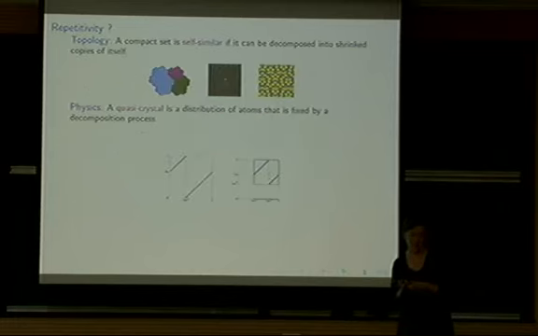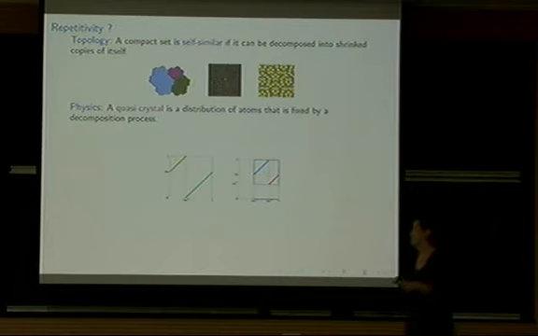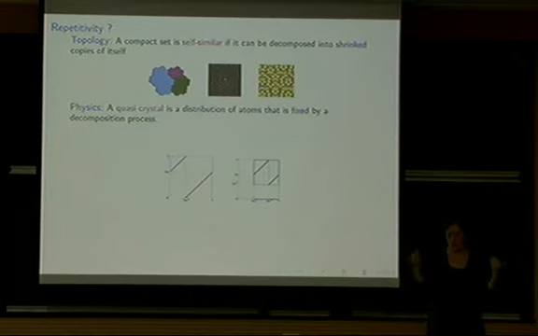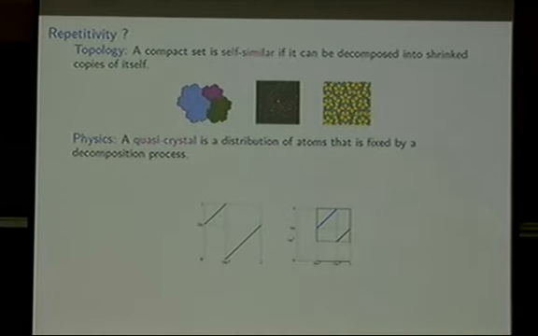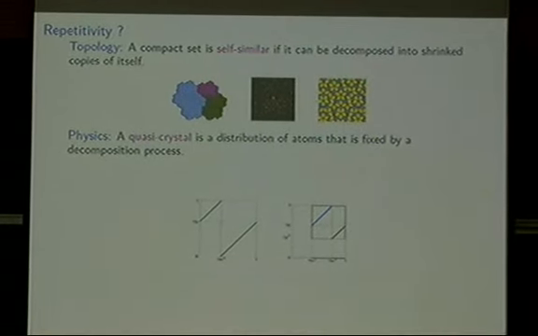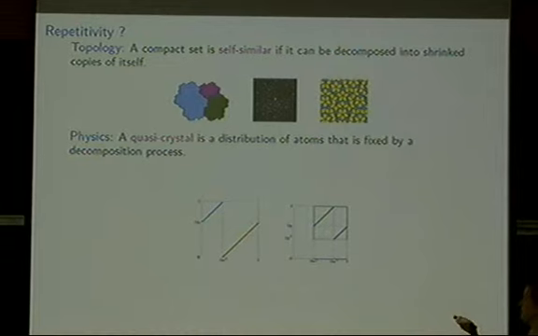And I would like to start with some philosophy, in some sense, which is: what is repetitivity? If you look at many mathematical objects which are somehow dynamical, you will find repetitivity in many different shapes. I mean that if you go to topology, then you can say that a compact set is self-similar if it can be decomposed into shrunk copies of itself. So this is my favorite. Yes, this is my favorite compact set, the Rauzy fractal.